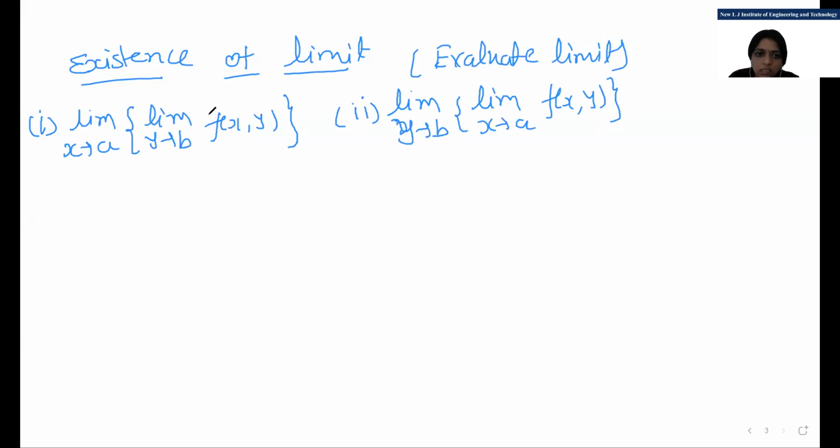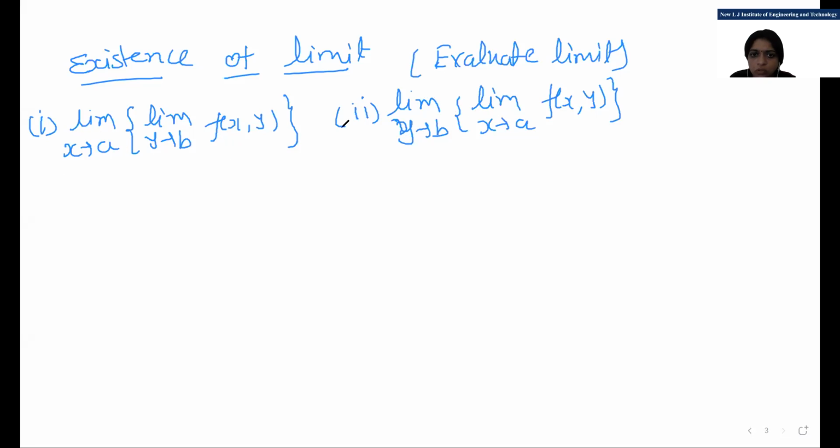So first, this is your function. First, you have to apply limit y tends to b. Then, whatever answer you get, on that answer you have to apply limit x tends to a. That is the first step. Second, first you have to apply x tends to a. Whatever answer you get, on that answer you have to apply limit y tends to b.